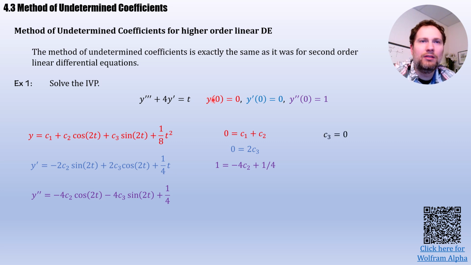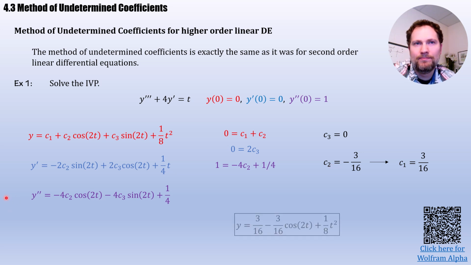Solving these, the second equation gives us our C3 value. The third equation, the purple one, immediately gives us our C2 value, just solve for C2. And then we can go back up to the first equation with our C2 value and find that C1 is, of course, 3/16. Now we have the particular solution.